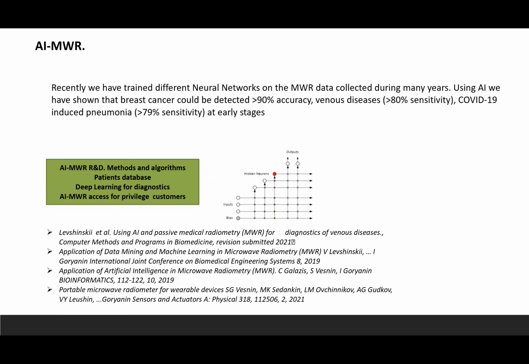I would like to very quickly mention that we applied artificial intelligence recently, and we could detect breast cancer with 90% accuracy, venous diseases with 80%, and COVID-19 induced pneumonia with about 80% sensitivity at early stages. So we published, and we hope to collect more data of measurements of microwave emission from the brain, so we could detect early stage of brain disorders.